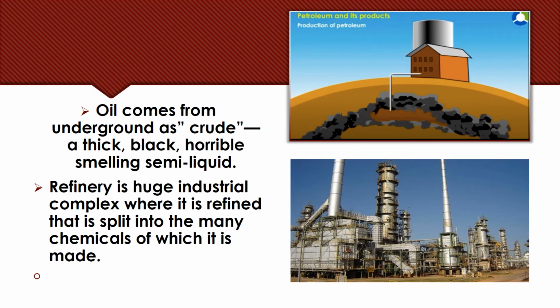Oil comes from underground as crude, a thick, black, horrible-smelling semi-liquid. It is taken by pipelines or tanker to the refinery. A refinery is a huge industrial complex where it is refined, that is, split into the many chemicals of which it is made.